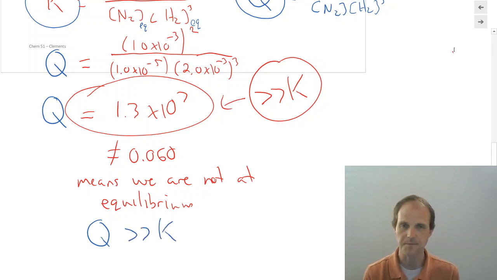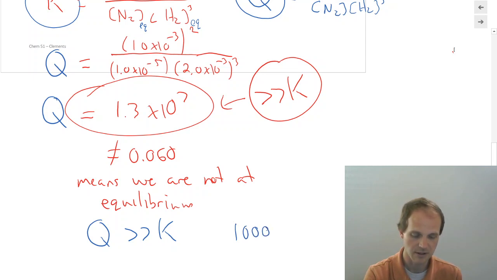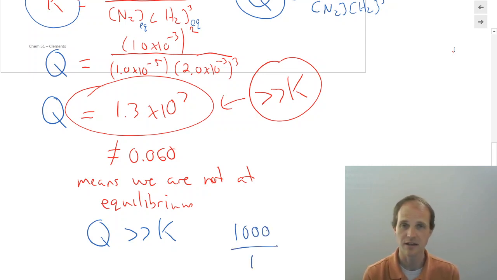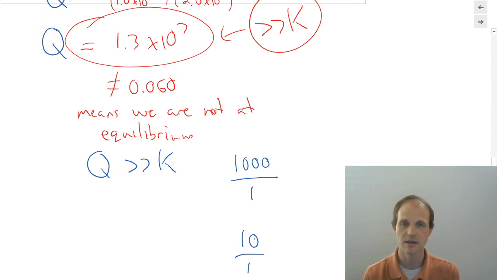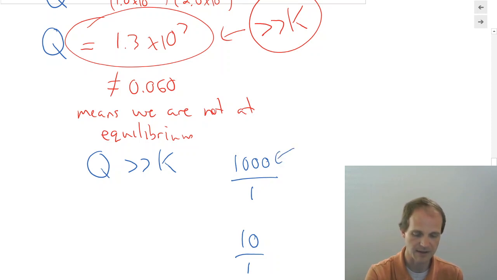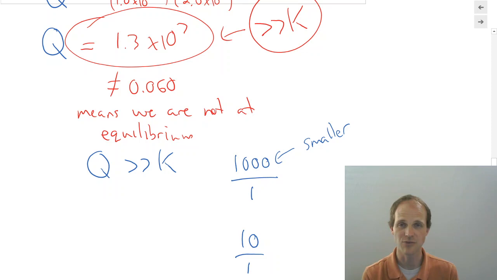What does that mean? Well, we know that as it reacts, it's going to get closer and closer to K. So if we're already starting off big, right? If we've got a big number, you know, a million or 1,000 over 1, and we want to get that number down to 10 over 1, what do we have to do? Well, over time, we have to make this smaller. We have to make that numerator smaller, otherwise we won't get down to 10.